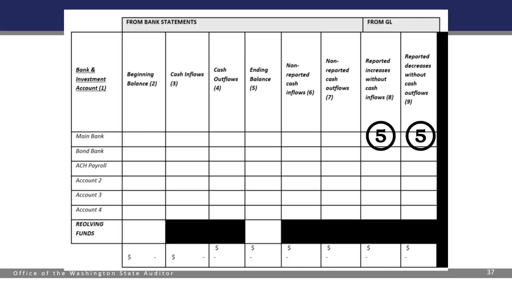You would repeat this for all other activities in which you use journal entries to record revenues and expenditures. Again, think transfers, think interfund loans, think internal interfund transactions of all types, charges for services, etc.